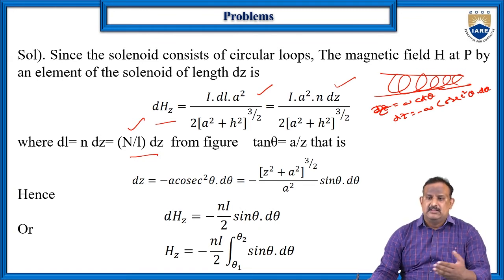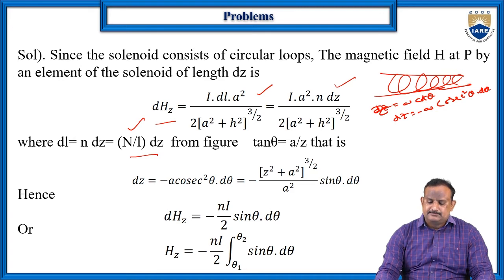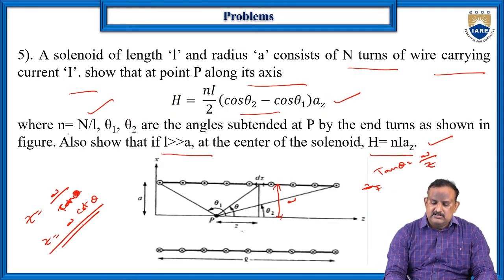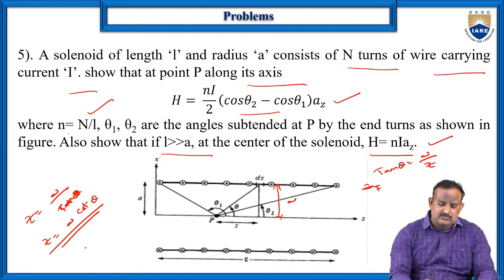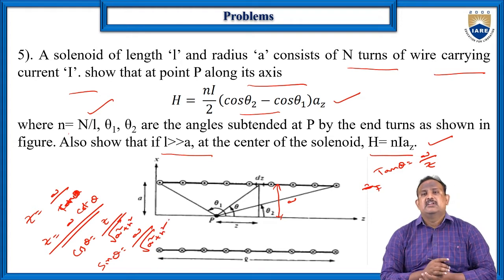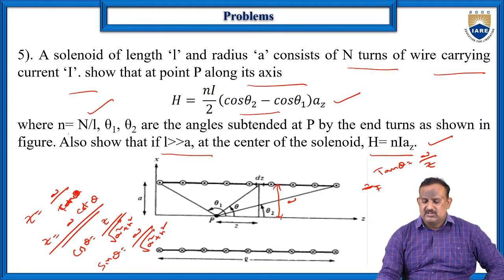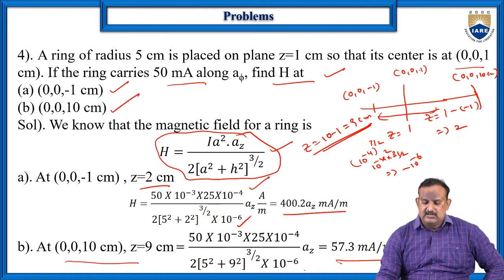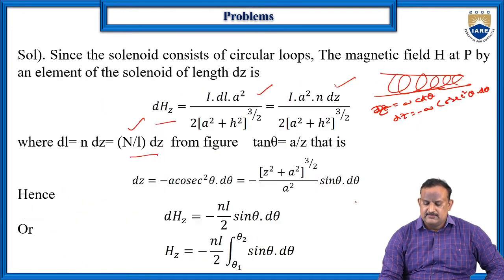Again from the figure, we can write cos theta equal to z by root of a square plus h square, and sin theta equal to a by root of a square plus h square. So we can readjust the equation: dz equals minus a into cosecant square theta d theta.